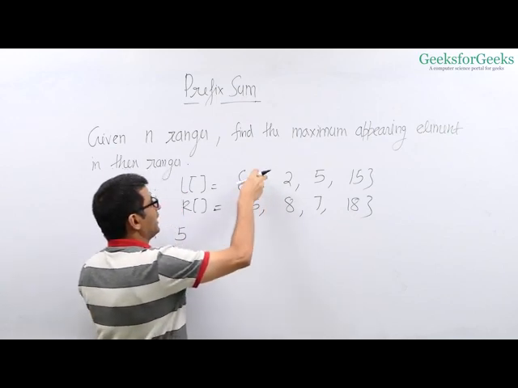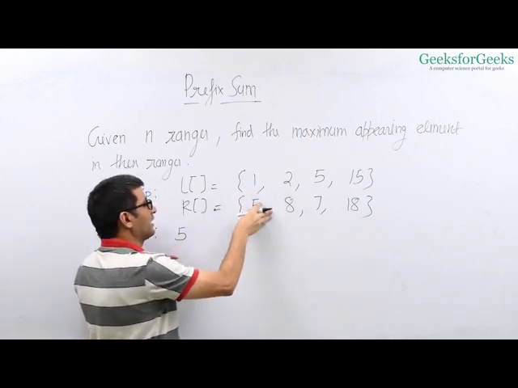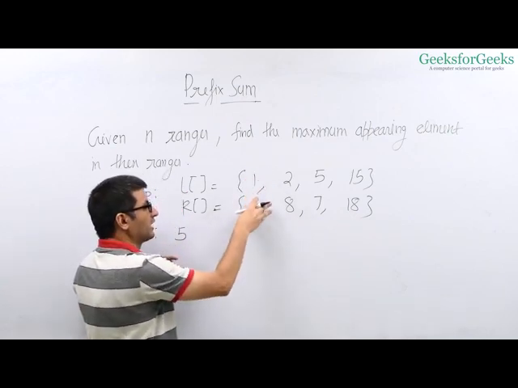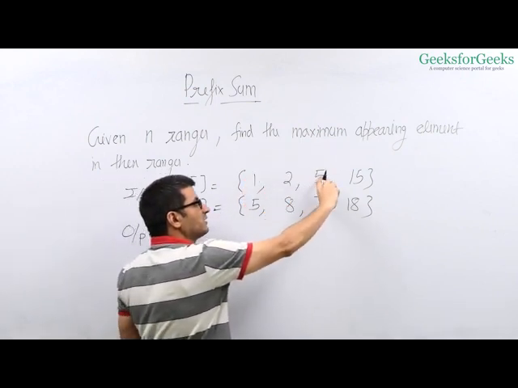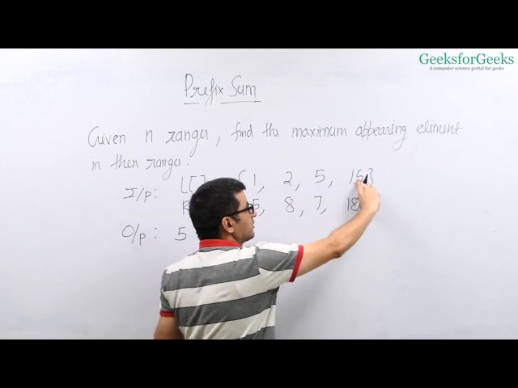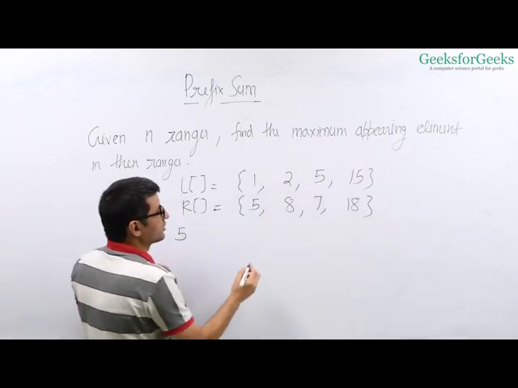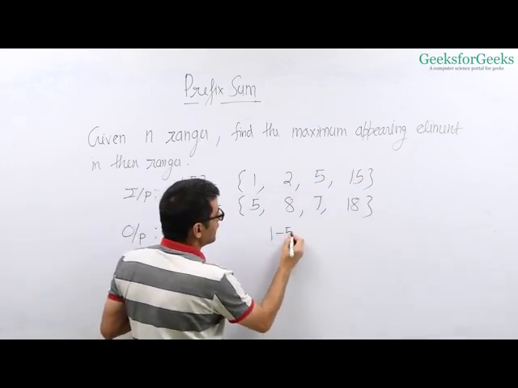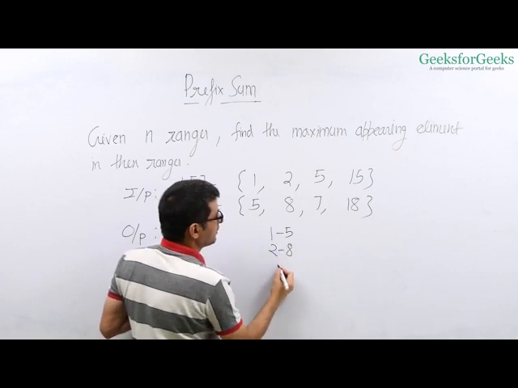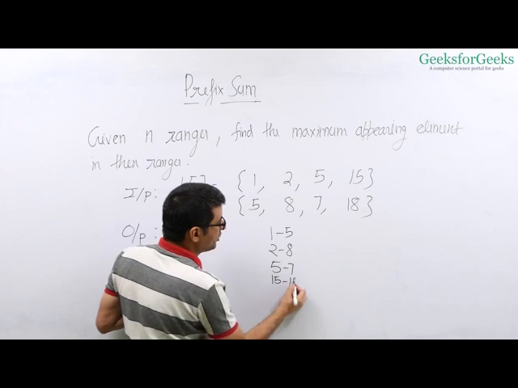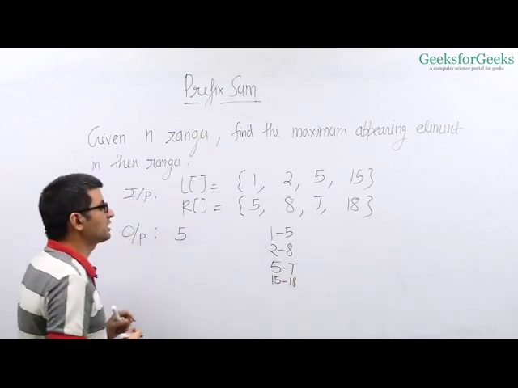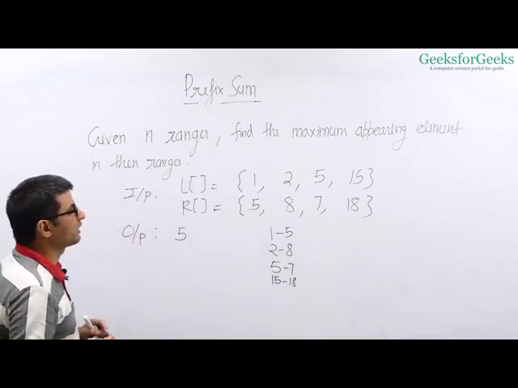So this Li and Ri, or L0 and R0, together represent a range. So the ranges are 1 to 5, 2 to 8, 5 to 7, 15 to 18. We may assume that Li is going to be smaller than or equal to Ri.